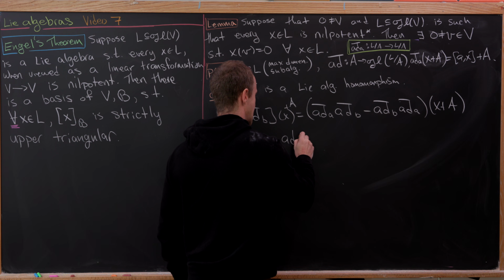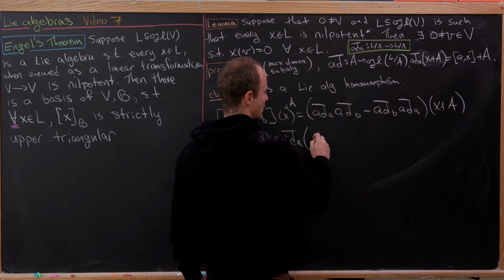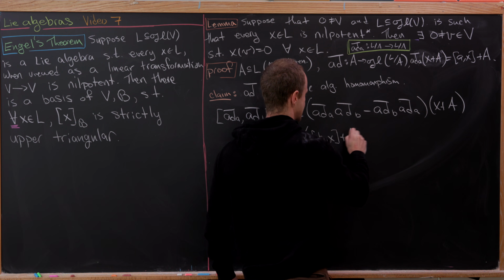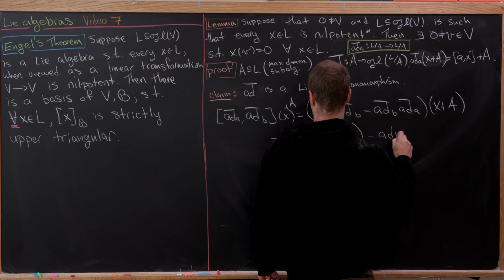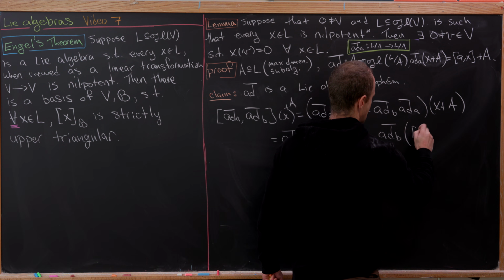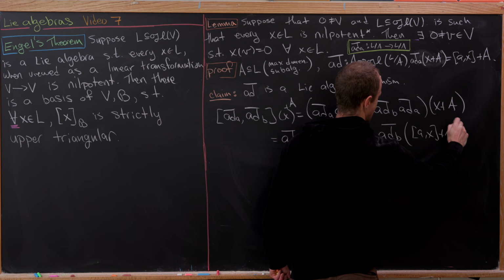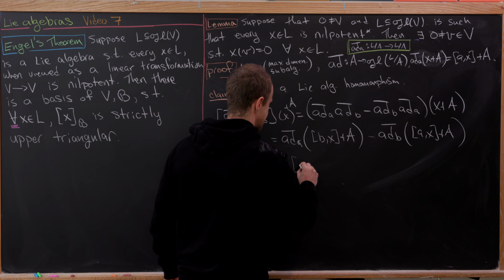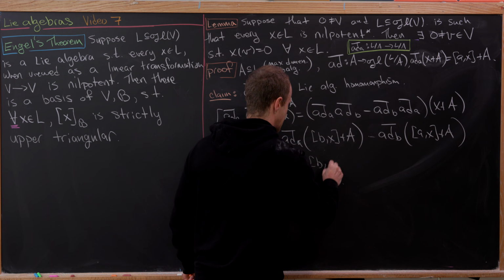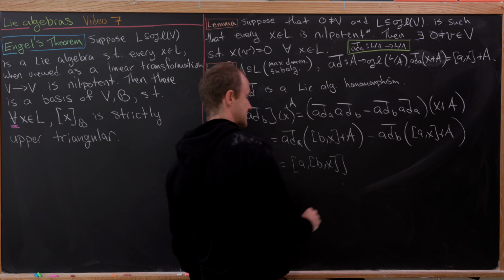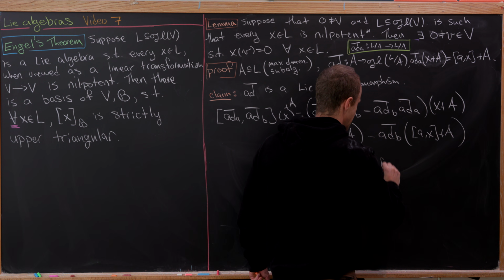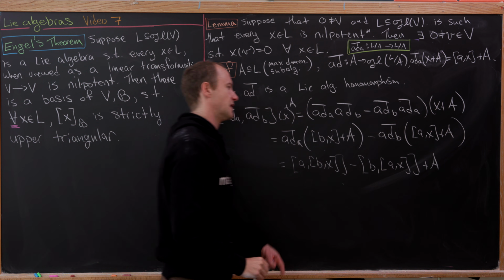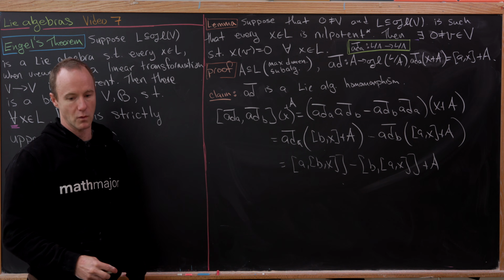So this is ad a, evaluated at the bracket [b, x] plus A, minus ad b, evaluated at the bracket [a, x] plus A. But then unraveling that more, that'll give us the bracket of a with the bracket [b, x], minus the bracket of b with the bracket [a, x], plus A. Again, that's just unraveling this map more.